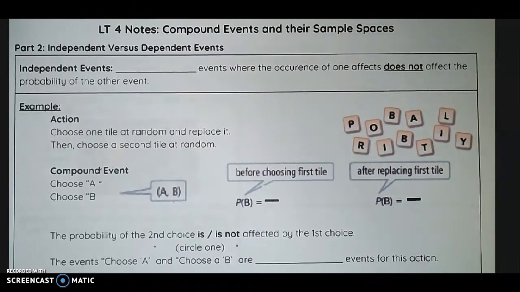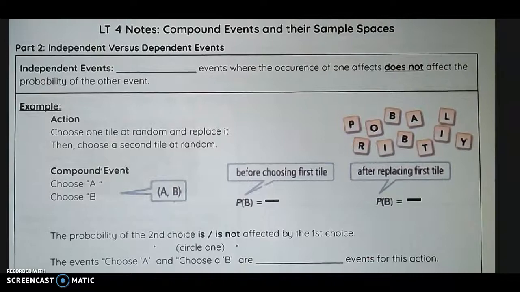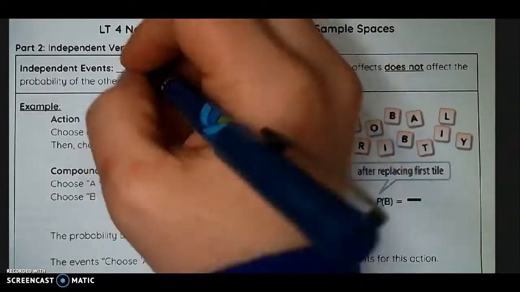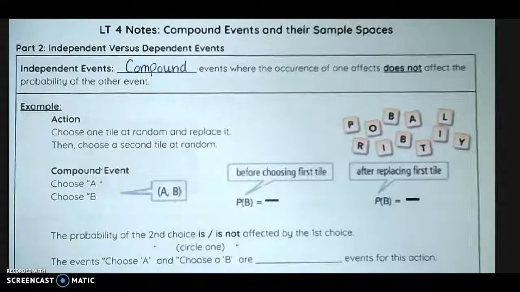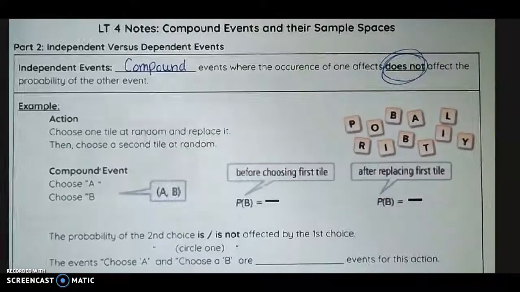And in an independent event, one thing does not rely on the other. In other words, if you're working independently, when you finish your work doesn't affect the person sitting next to you. You are independent of each other. So independent events are a type of compound event where the occurrence of one does not affect the probability of the other event.